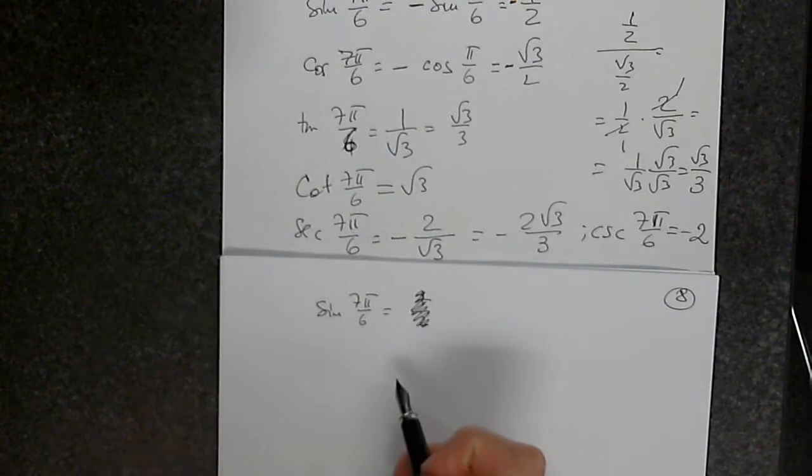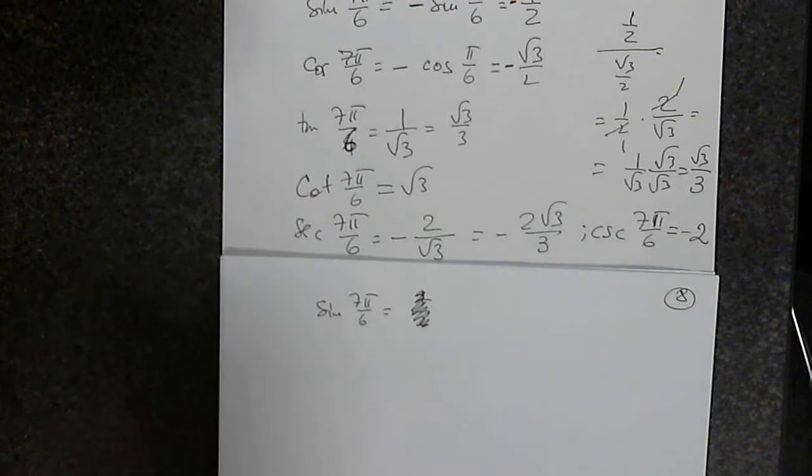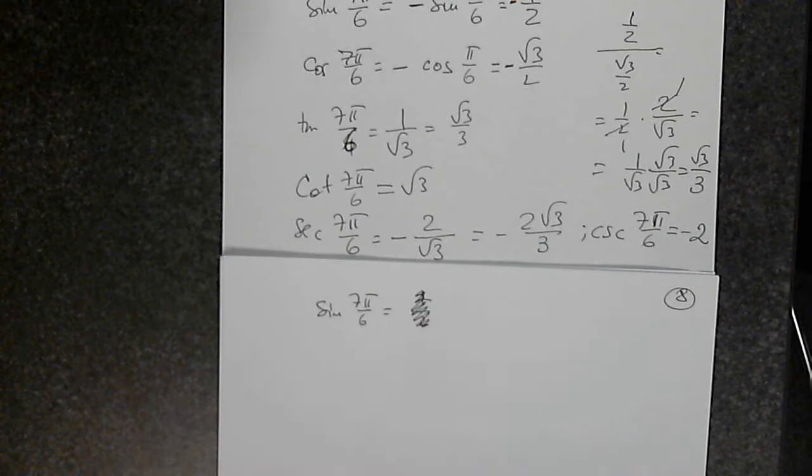Can it be tangent? Yeah. Can it be cotangent? Yes, but not sine and cosine. Okay? It can be secant, it can be cosecant. Yes, it's possible, but not for sine and cosine.